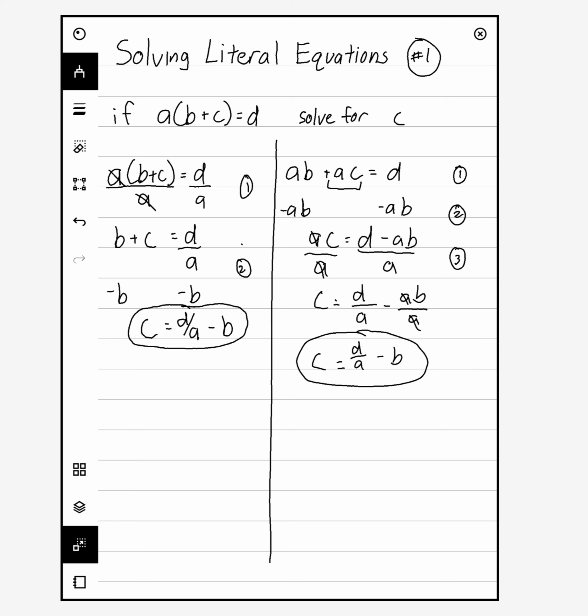So the key is this. If you ever have B and C separated by addition, and you have something being multiplied, don't multiply it. Don't combine things. Try and just keep removing things. So first remove the A, and then subtract B. If you combine it, it's not the end of the world. It just takes an extra step and it gets a little bit more messy. So in general, when you're solving for things, try to keep things apart.